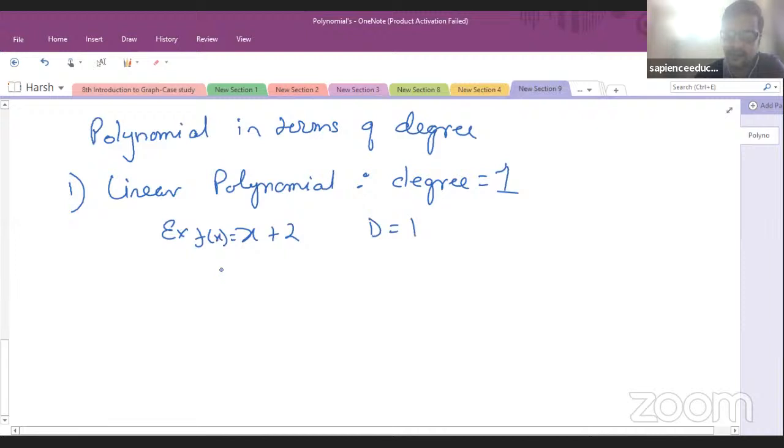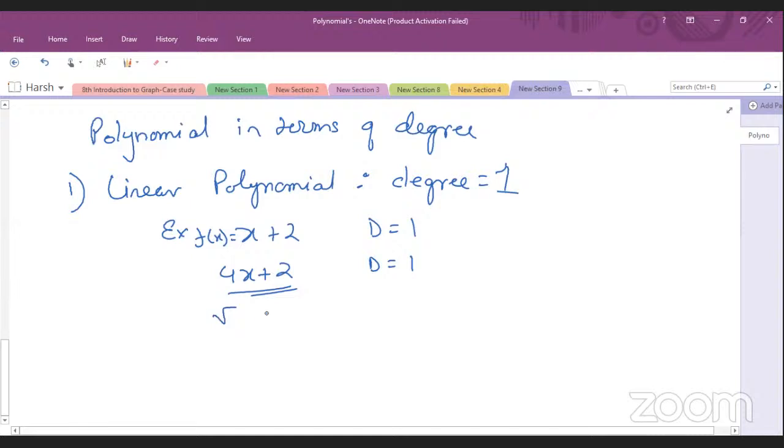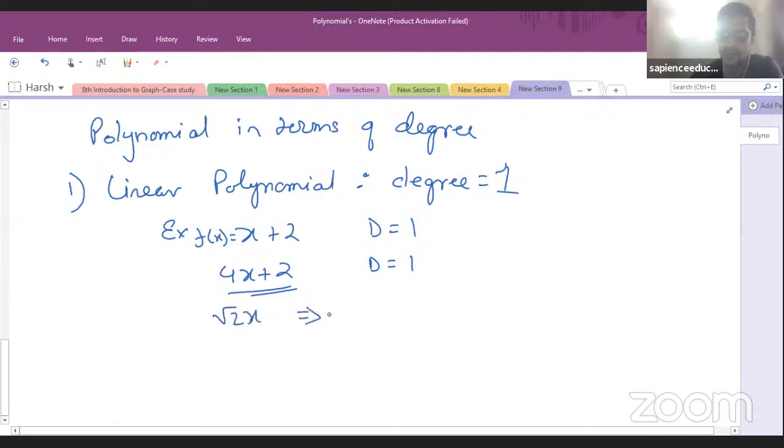I'll write another equation, 4x plus 2. So, here degree is what? 1. So, it is a linear polynomial. Correct? You can easily identify. Let's suppose under root 2x is equal to this. What is the degree of this? Degree is 1. Correct?